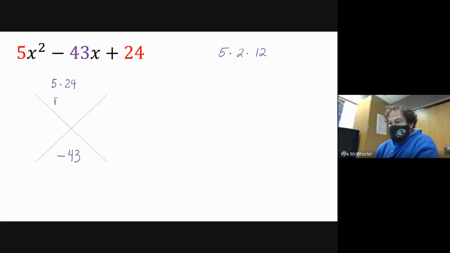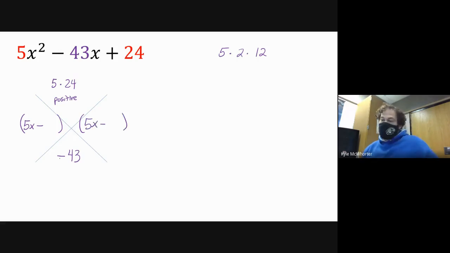Now this number over here, this is positive, right? So the number I'm multiplying has to be positive. The number I get when I multiply is positive. So that means that the numbers that I'm going to multiply have to be the same sign, which means they're both going to be negative. So it's going to be 5x minus something and 5x minus something. Because in order to get a negative down here when we add, these have to be negative. They're both negative because when you multiply them, you get a positive. Okay, so now we're just looking for how can we rearrange these numbers so that they will all add up to 43.